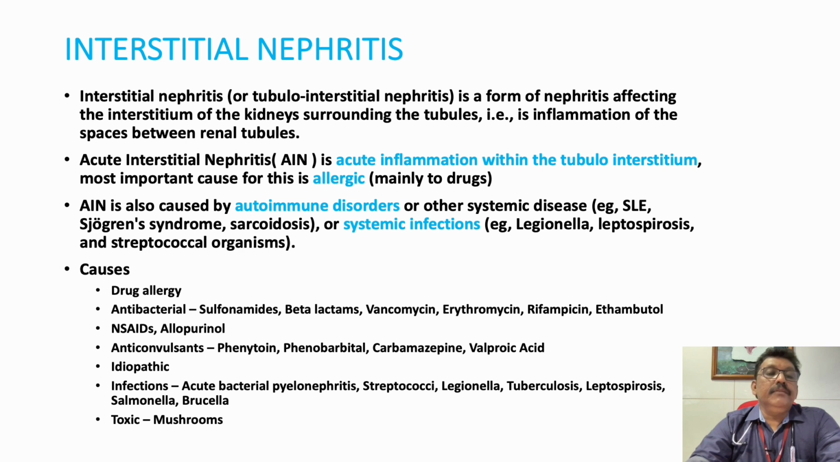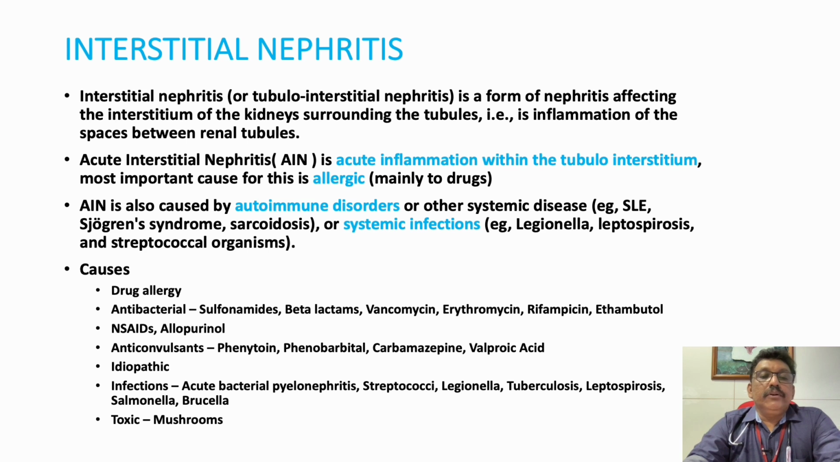Now the third variety of acute kidney injury is interstitial nephritis, acute tubulointerstitial nephritis. Here the kidney tubules are also damaged. Inflammation of the spaces between renal tubules is seen in kidney biopsy. Acute inflammation within the tubulointerstitial cells, the most important cause of this is allergy, mainly to drugs. So it is a drug-induced allergic reaction. What we routinely see is drug rashes over the skin. Here the kidney is also involved.